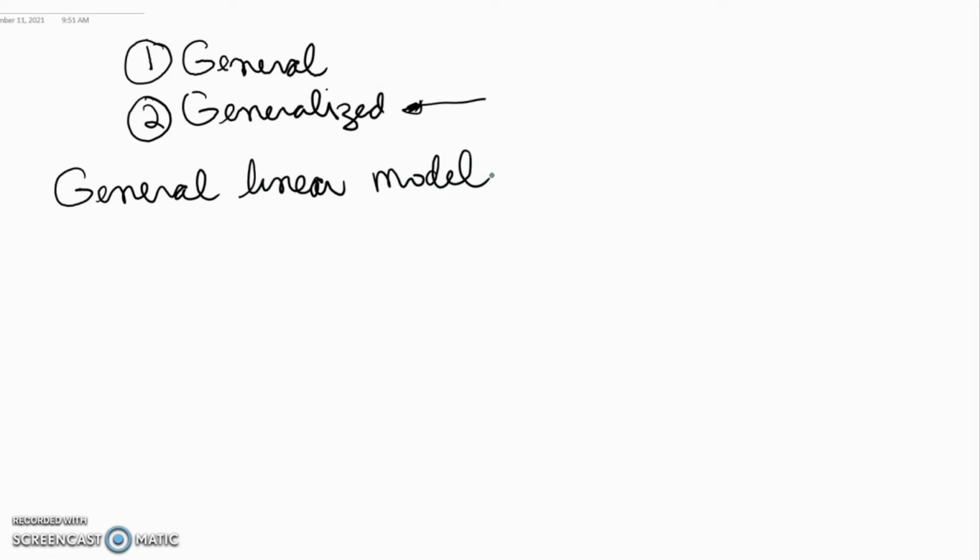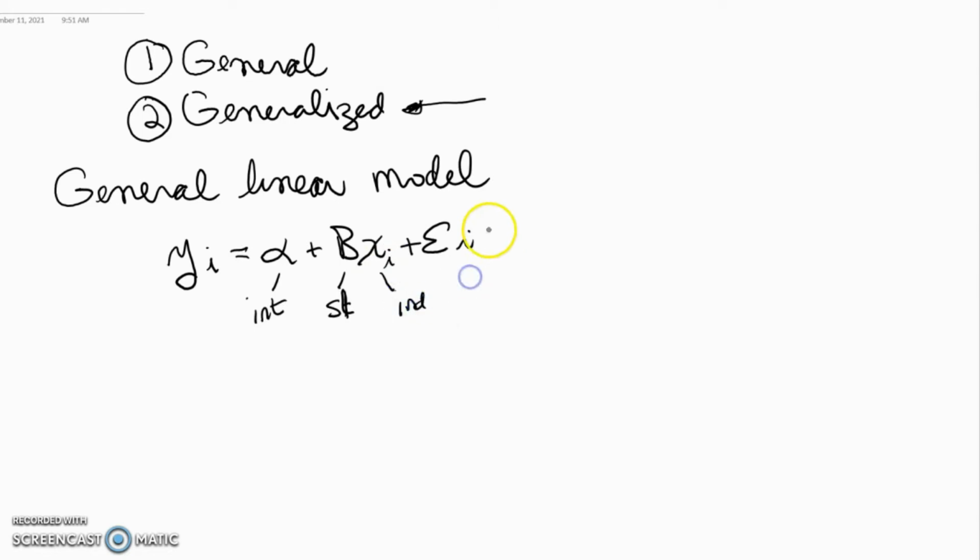So, what we have is our dependent variable is going to be equal to this. We've got an intercept, a slope, the independent variable, and a residual. And this is going to be a two-stage process.